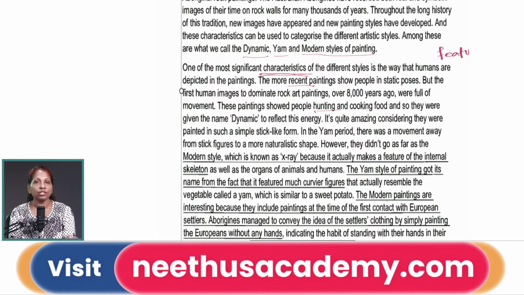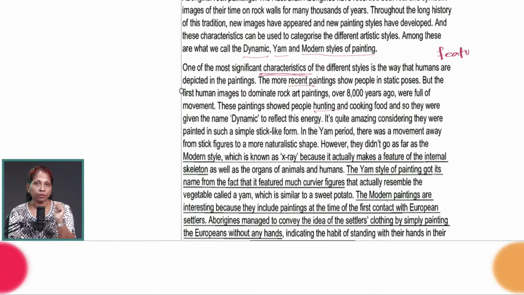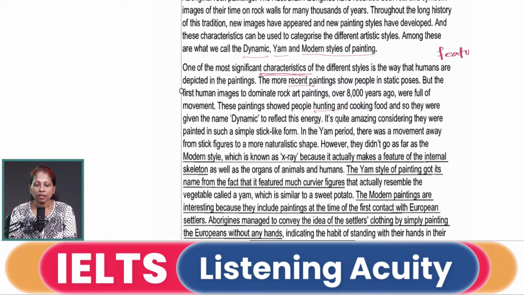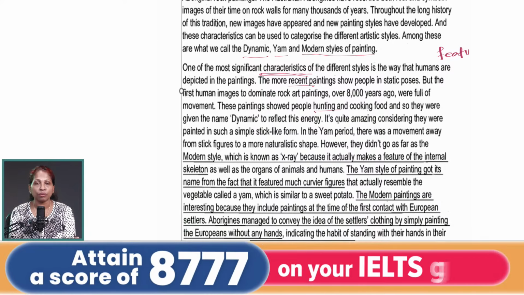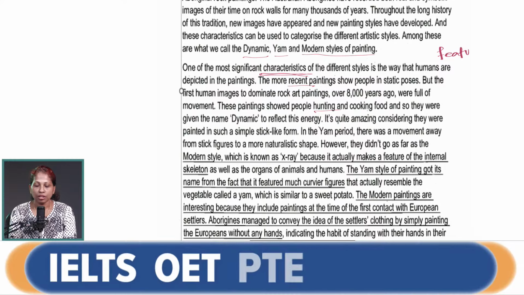So they are now giving the features, the characteristics of dynamic paintings, right? Now we have to be focused because our options are jumbled, but we have the features in order. So maybe any feature can be mentioned for any of the options.